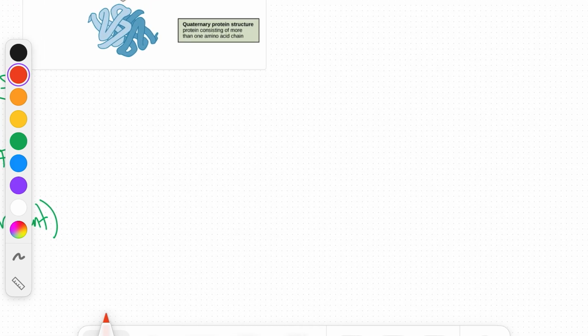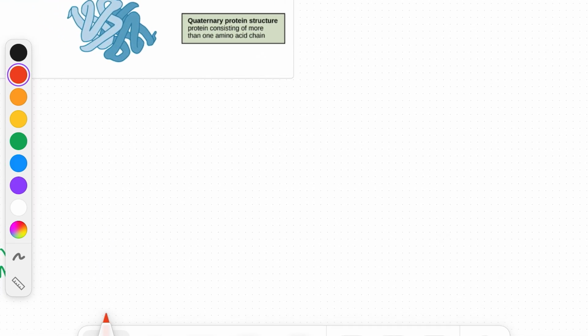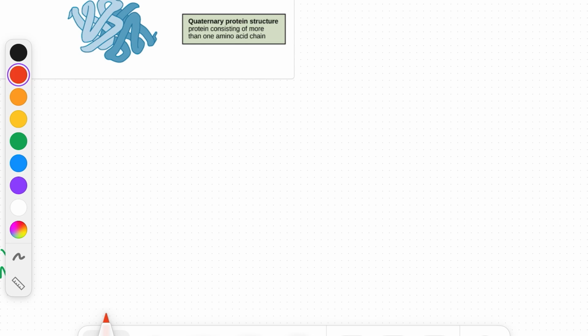Quaternary structure. So quaternary structure is when you have multiple tertiary structures. So one tertiary structure might be this blob, this globular structure. If I were to put another structure next to it and link them, now it's quaternary structure.